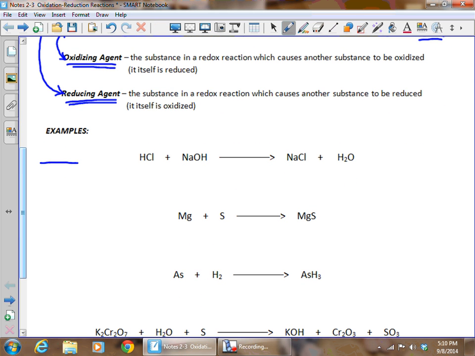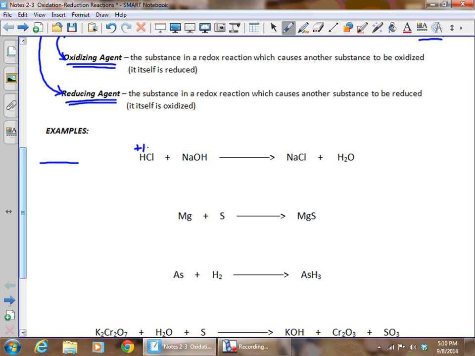So on your worksheet, the first thing that you're asked to do is to determine whether something is a redox reaction or not. And if it's not, you're going to put an X in front of it in the blank. And if it is a redox reaction, you're going to show what substances are being oxidized and what are being reduced. So in this particular case, we've got hydrogen +1.